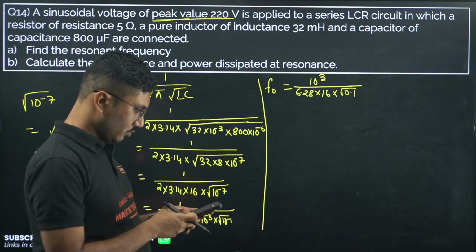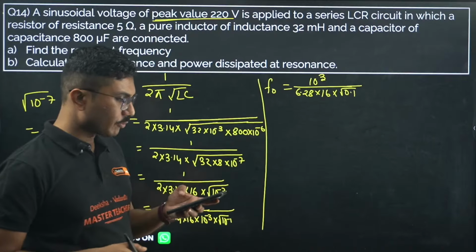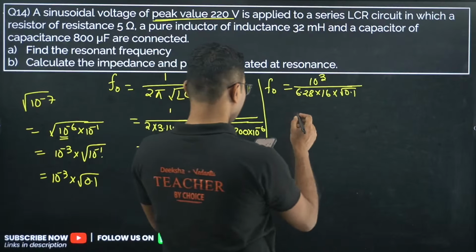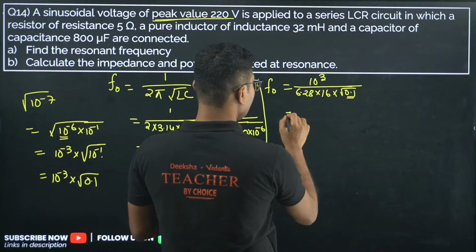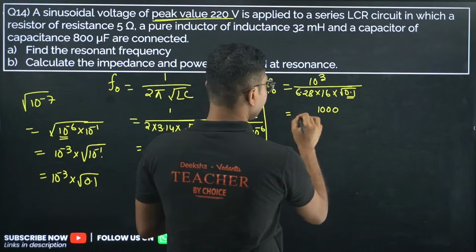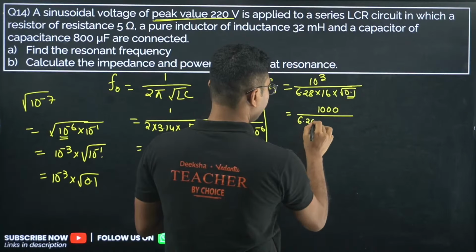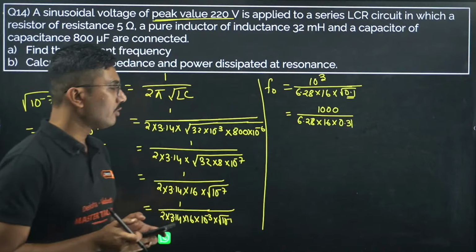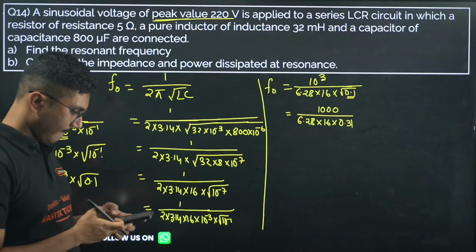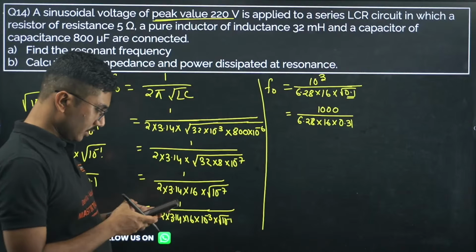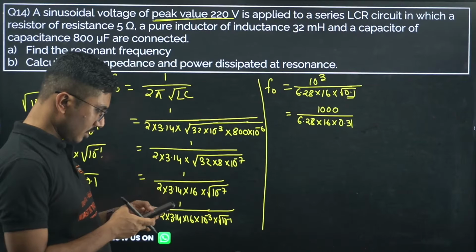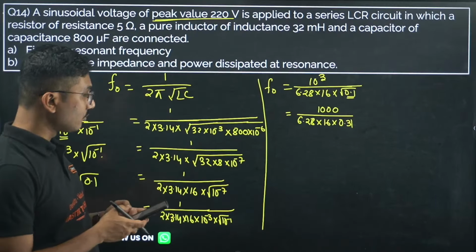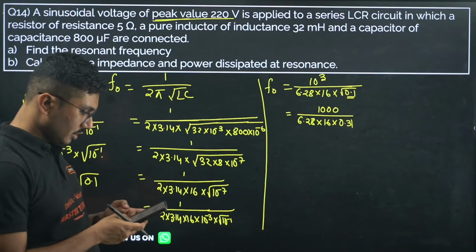Let's see. Square root of 0.1 is 0.31, not 0.031. So it will be 1000 divided by 6.28 into 16 into 0.31. Now let's see. So it will be 1000, and even if you are using your mobile phone calculators, use the simplified mode. Do not go for the advanced mode.